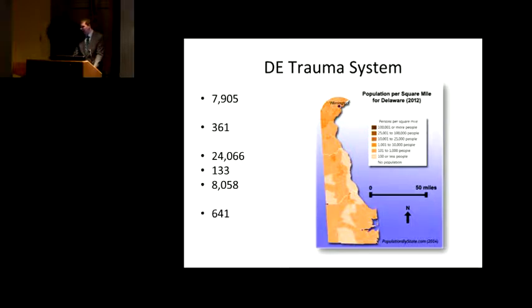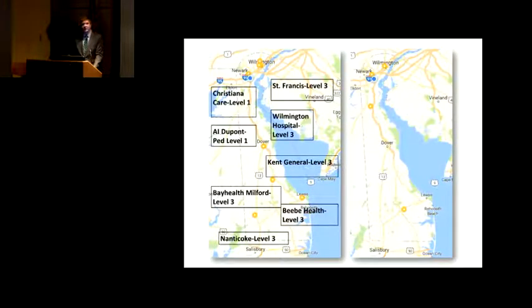In Delaware in 2015, we had 7,900 injuries requiring hospitalization, with a resultant 361 fatalities from injury. There were 24,066 motor vehicle collisions, with 133 fatalities from this, and 8,000 injuries, resulting in $641 million from traffic injuries alone. This is our trauma care system as it is in Delaware right now. We actually have 6 trauma facilities, 6 level 3, and 1 level 1 center if we accept our pediatric center at AI DuPont. I also comment on the use of helipads, and you can see the Christiana-operated Life Flight helipads marked on the right side of the graph.